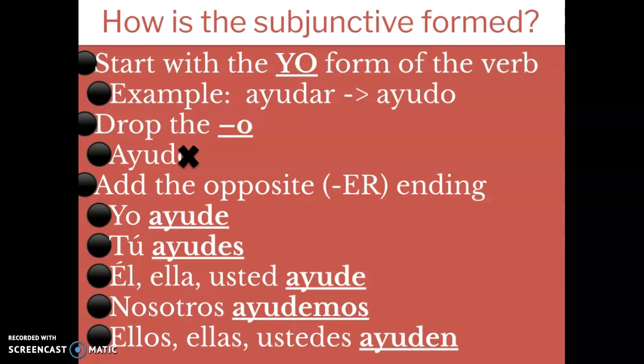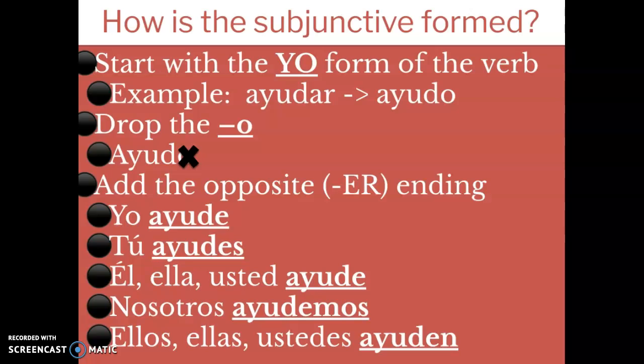So now on your worksheet, what I want you guys to do is to pause the video. You guys can see it says practiquemos. So what I want you to do is to write each verb in the form shown in the subjunctive. So go ahead, pause the video, then we will go over them.